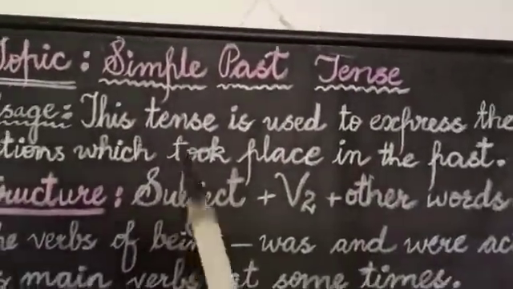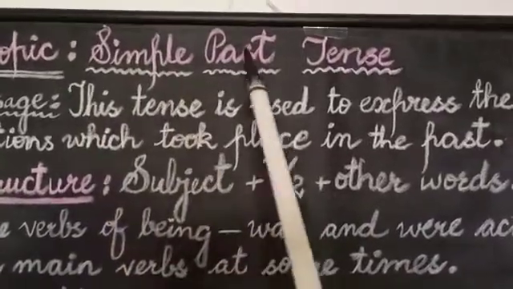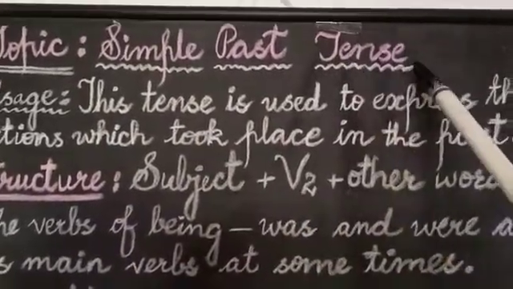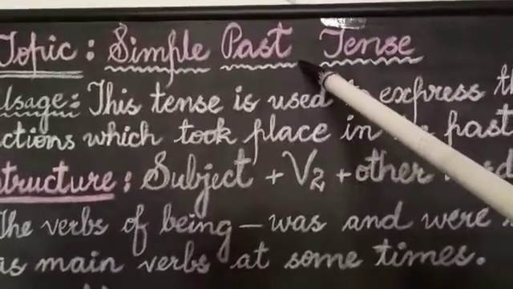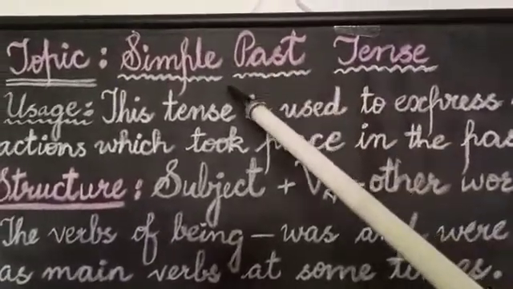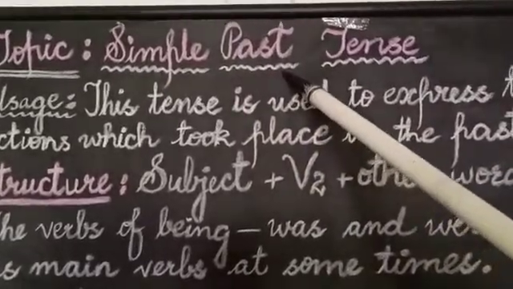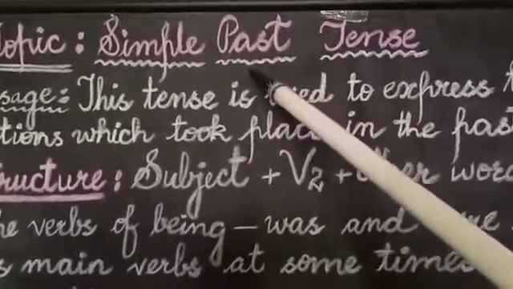Dear students, today's topic is simple past tense. As you all know, tenses are of so many kinds, mainly three types: present, past and future, and today we are going to learn this simple past tense. Past, you know, is the time that is already gone.